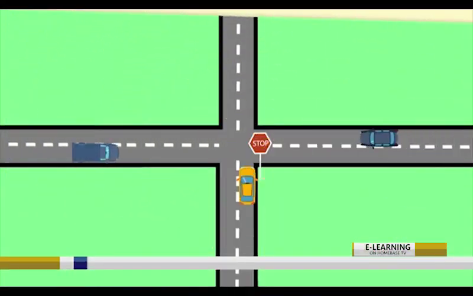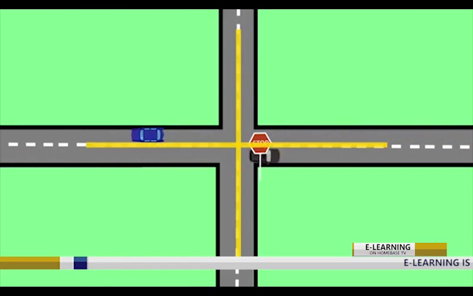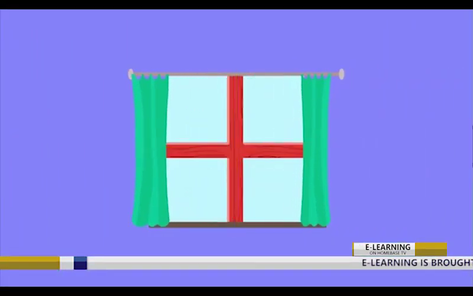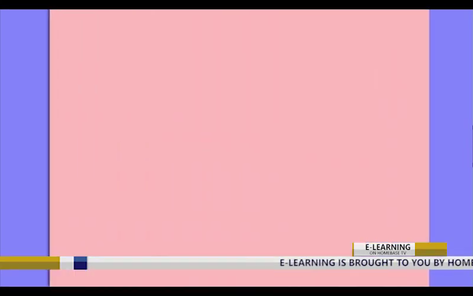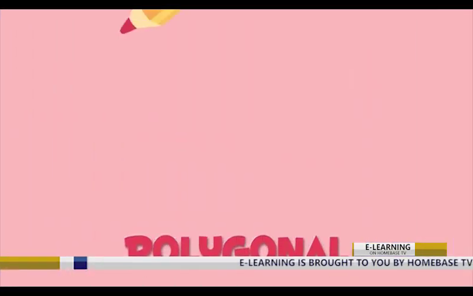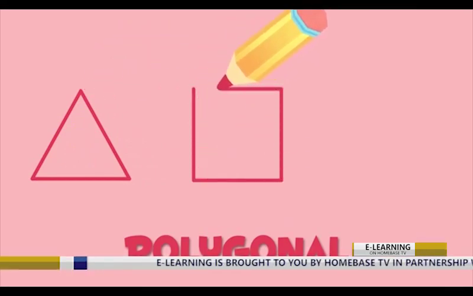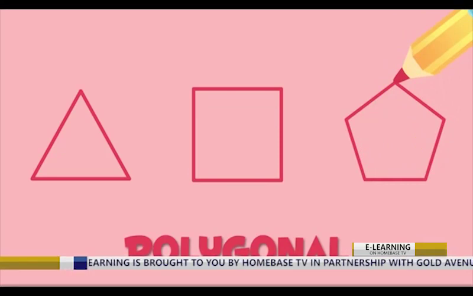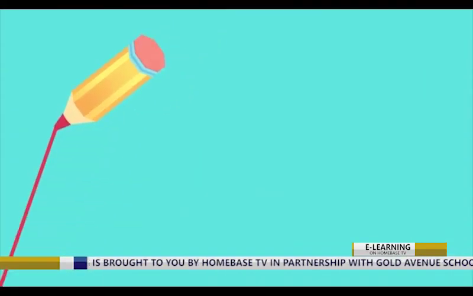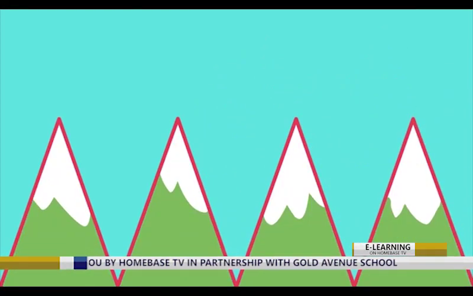Perpendicular lines look like this crossroads, or the frame of this window. What a lovely day! Straight lines can also be polygonal, or closed like this triangle, the square, or the pentagon. Straight lines can be open too, like these ones, for example. They look like mountains.